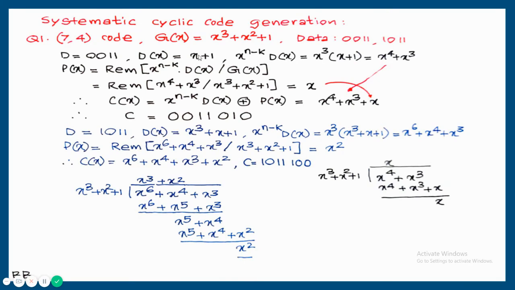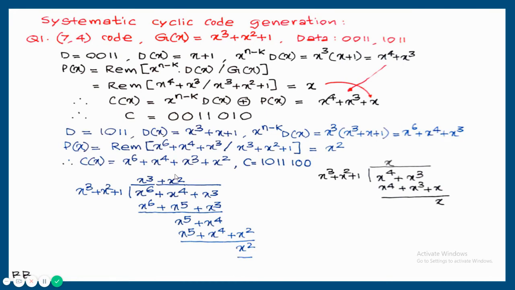Second step is, this d of x is multiplied with x raised to n minus k, and for a 7,4 n minus k is equal to 3, that is why x cube into x plus 1, so that is x raised to 4 plus x cube. Next is p of x calculation. P of x is the remainder of that product divided by g of x, that is remainder of x raised to 4 plus x cube upon x raised to 3 plus x square plus 1.